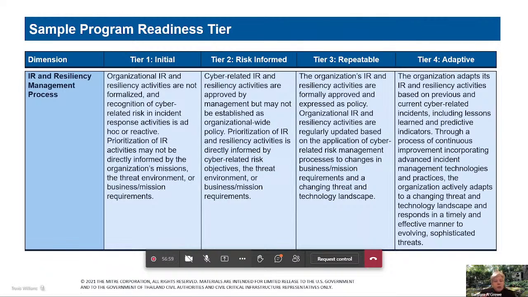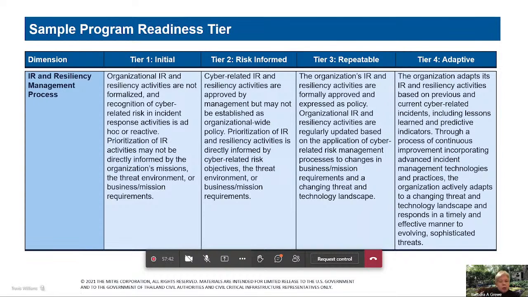So when we look at these particular tiers, we look at 3 dimensions for each of those tiers. We look at the incident response and resiliency management process, which is the level of management involvement, the extent of policy formalization, and the link between incident response and resiliency policy and objectives. We look at organizational integration, so how much incident response and resiliency is embedded into the organizational policy, culture, and risk management decisions, and also participation in the national cyber ecosystem.